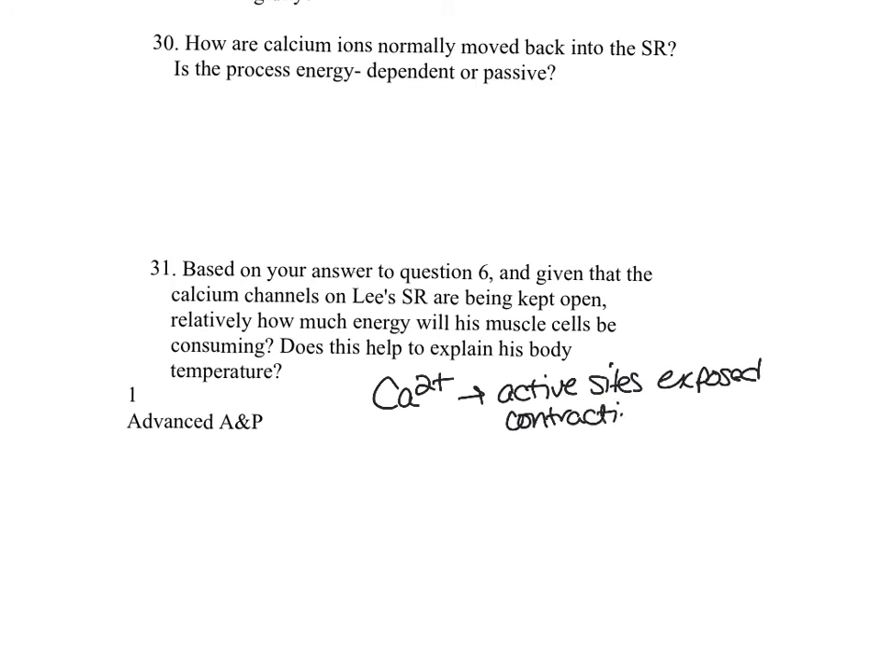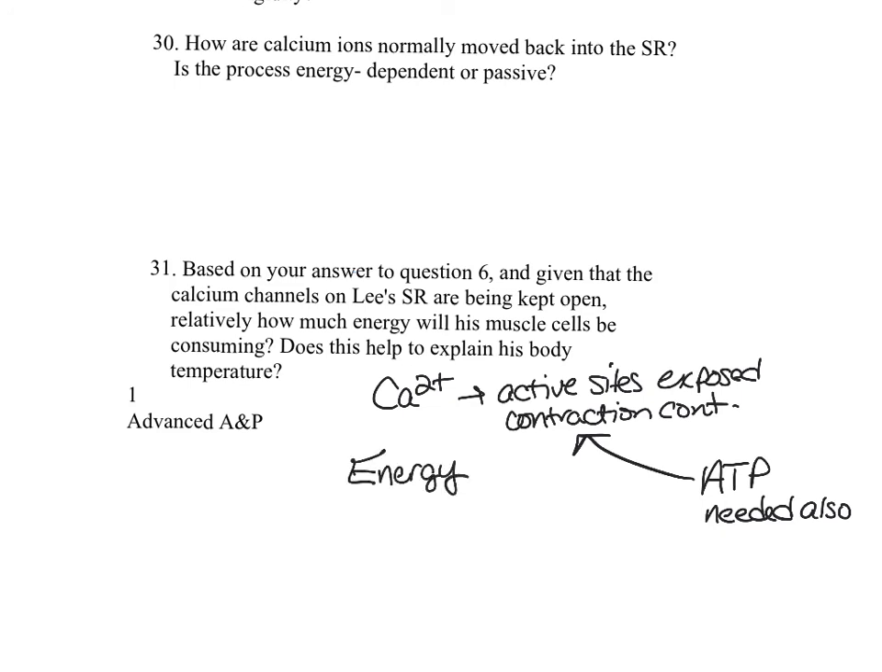Remember that ATP controls the myosin head. It controls the myosin head from releasing and then recocking and then pivoting. So ATP has a big role in muscle contraction. So if the muscles are continually contracting because the active site is exposed, that means the muscle's going to need more ATP. So it's going to require a lot more energy in his muscle cells because there's increased calcium.